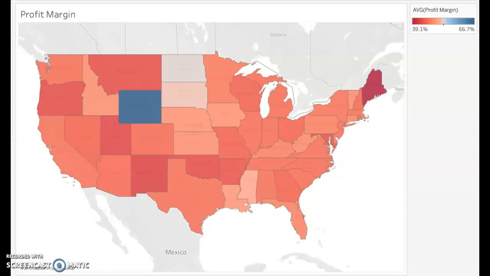This visualization is meaningful because the profit margin seems to be in the 40 to 50% range across the board, with the exception of Wyoming. So it led me to my next question on how to increase sales.